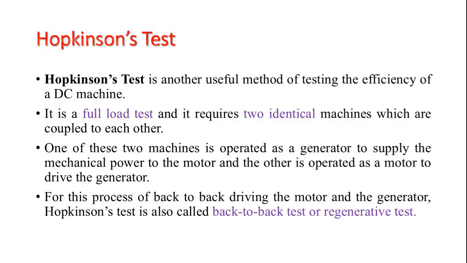Hopkinson's test is another method for testing DC machine efficiency. It is a full load test requiring two identical machines coupled together. One operates as a generator and the other as a motor, making it also known as the back-to-back or regenerative test.